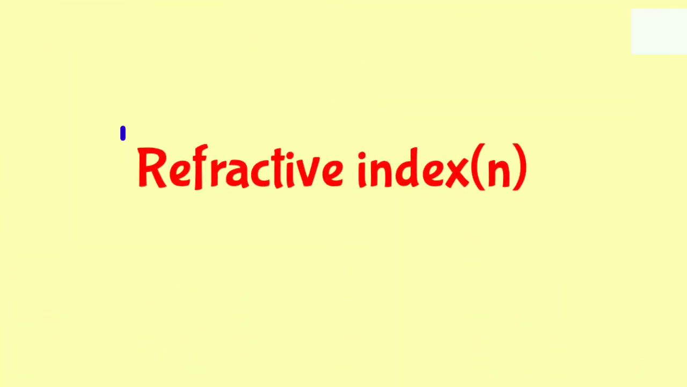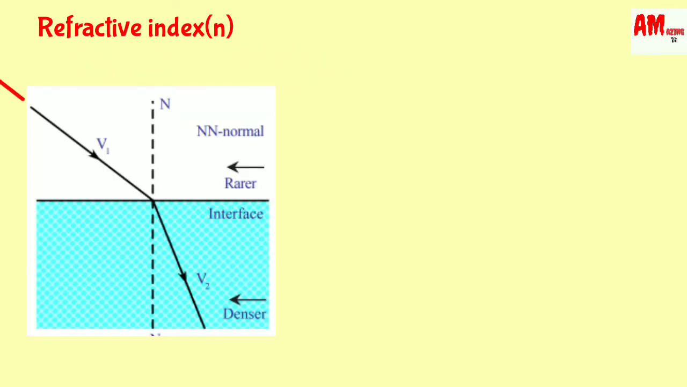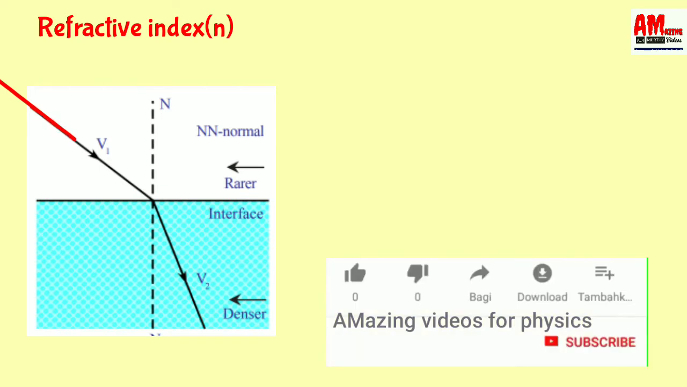Let us understand refractive index. Refractive index is a property of a medium. It gives us an idea of how fast or how slow light travels in the medium. In order to give a numerical value to the refraction, the speed of light in the medium is compared to the speed of light in vacuum.